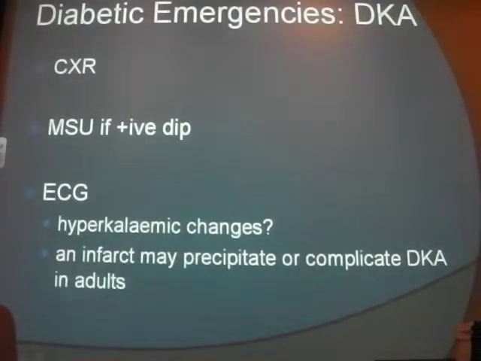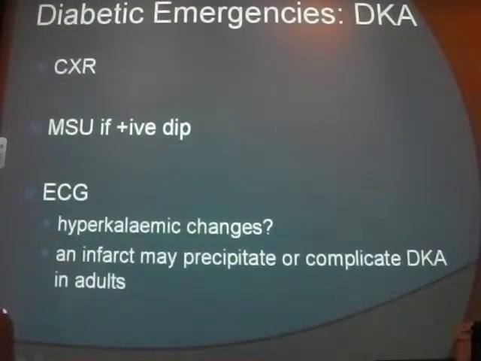And someone said chest x-ray as well. We've got signs of chest infection in this guy. Just because he's got the DKA, we're not ignoring the rest. If you're worried about infection, you don't have a more likely cause, and you've got positive urine dips, send an MSU as well. ECG, his potassium wasn't so bad. If the potassium's much higher, you might see some hyperkalemic changes. Also, in people with any cardiac risk, DKA can be precipitated by an infarct. So have a look at that as well if there's any clinical suspicion.